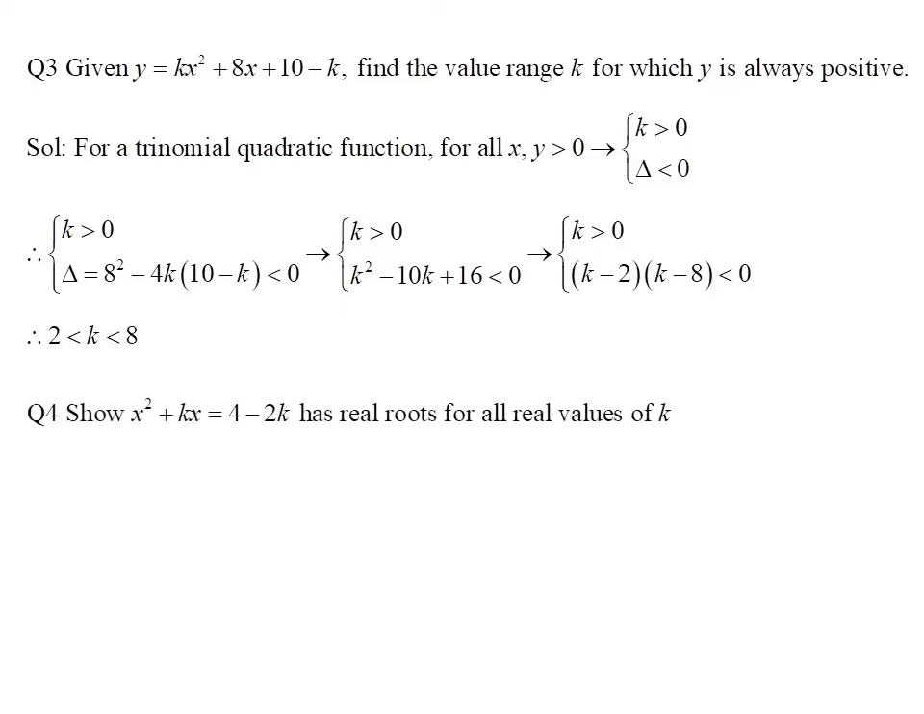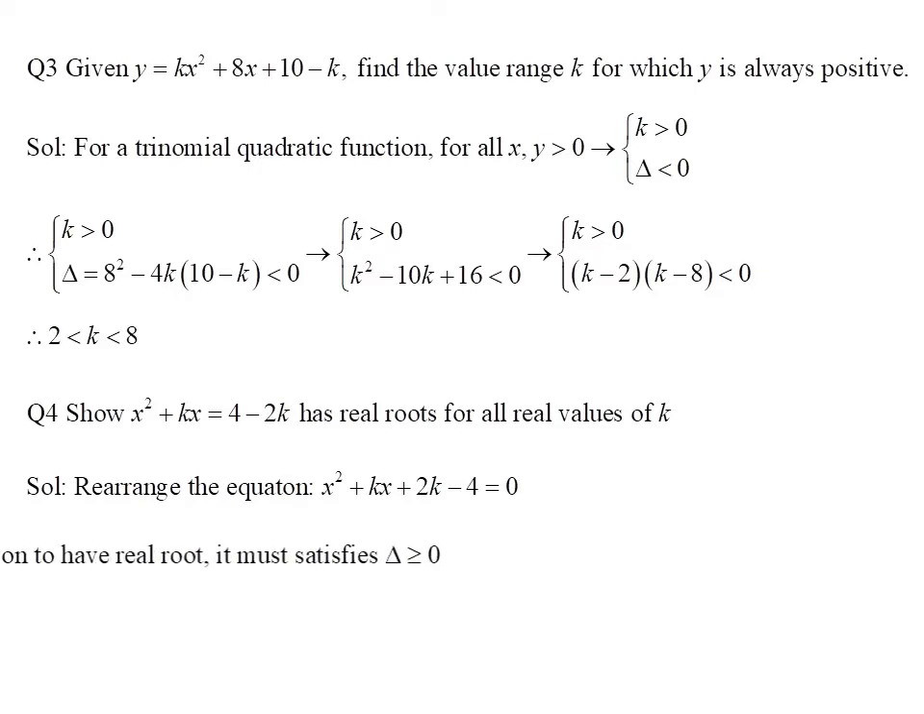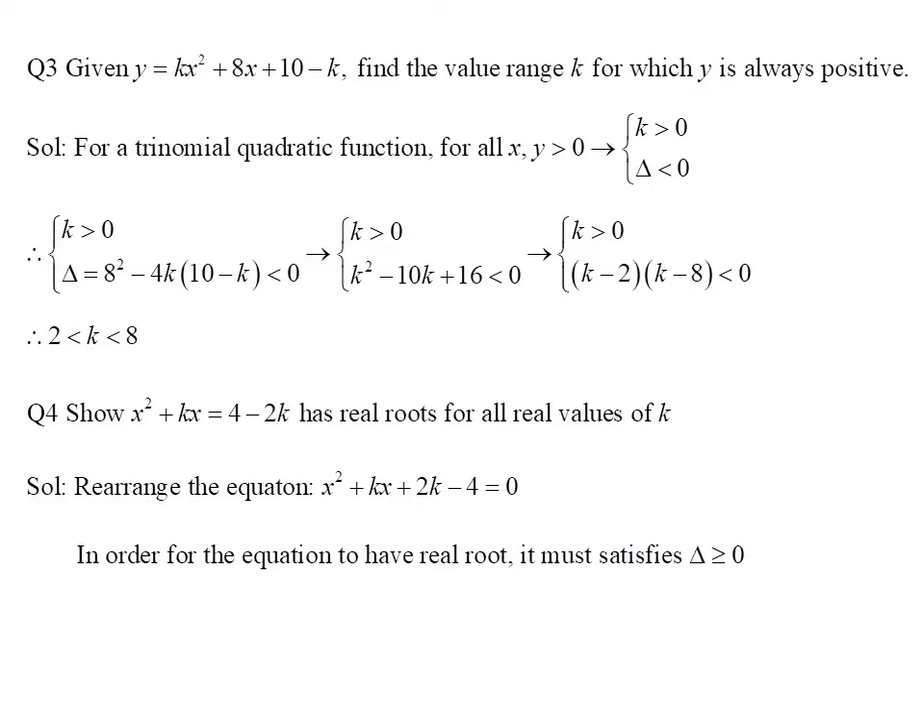Example 4 is to prove the quadratic equation has equal roots for all real values of k. The first step is to rearrange the quadratic equation to its standard form. Then we need to check the discriminant of this quadratic equation, because it is the parameter which determines whether or not a quadratic equation has real roots.